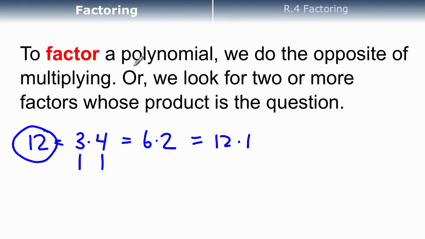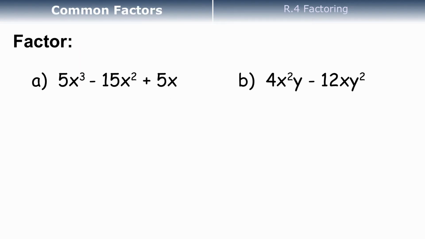So when we factor a polynomial, we're doing the opposite of multiplying, but we're looking for two or more factors whose product is the original polynomial. Now, doing it with numbers is one thing, but doing it with letters and variables is another thing. So we'll lead you through a number of different types of factoring. The first one, I don't know if it's most important, but it's one that you want to do every time, or look for it anyway, is to look for a common factor.